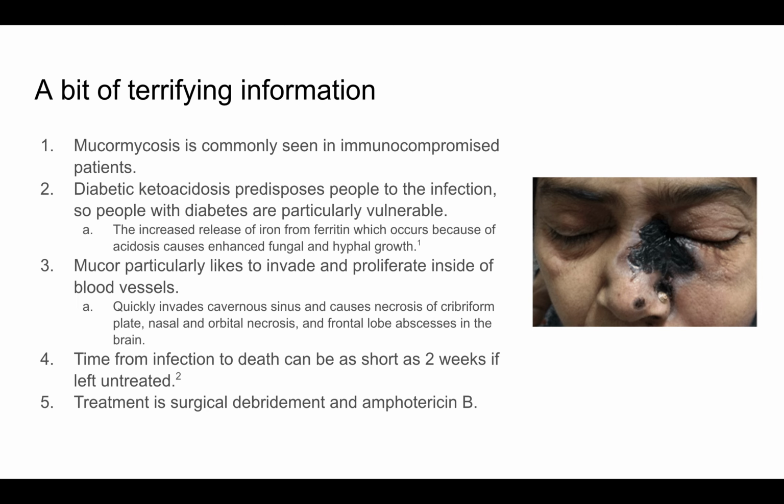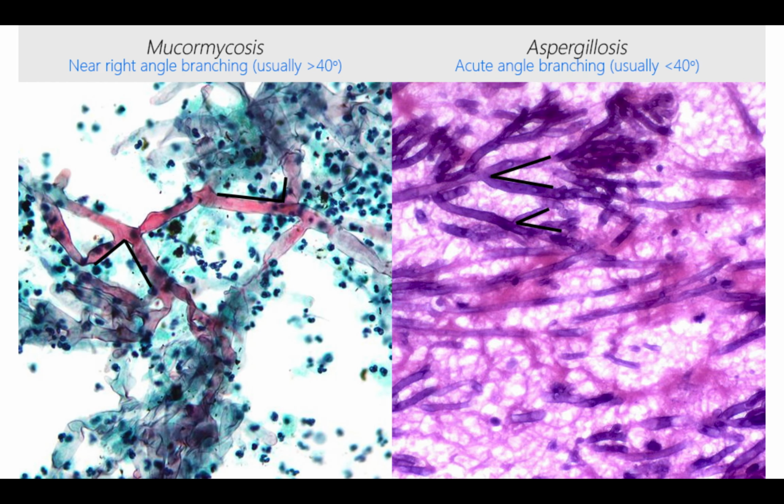towards the skin and cause perinasal and periorbital necrosis, which you can see on the right. This person with the characteristic black eschar of that nasal and orbital necrosis. From time of infection to time of death, that can be as short as 2 weeks. So really, the only option is emergency, immediate surgical debridement of the infected areas and treatment afterwards with amphotericin B, which is an antifungal.